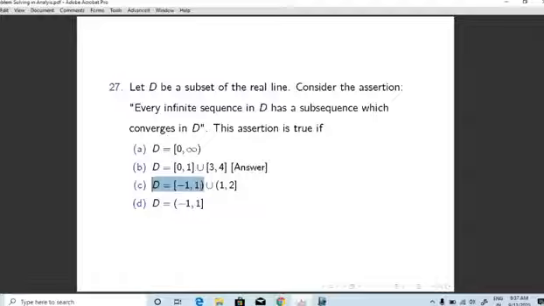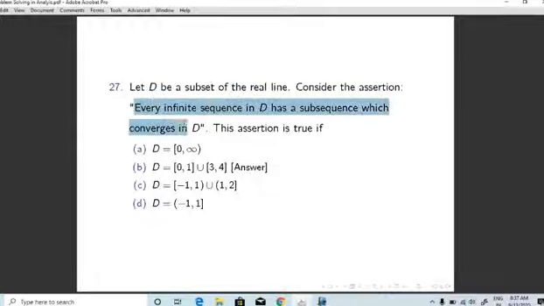But look at the third one, it is not a closed set because one is not included in the set. Therefore, this is not closed, and therefore not compact. Similarly, the last one is not a closed set because this minus one is open. Therefore, again, this is not a closed set. This is a very, very important consequence of compact sets. Any infinite sequence in D has a convergent subsequence in D means sequentially compact, and in a metric space, sequentially compact if and only if compact. Therefore, the second one is the correct answer.